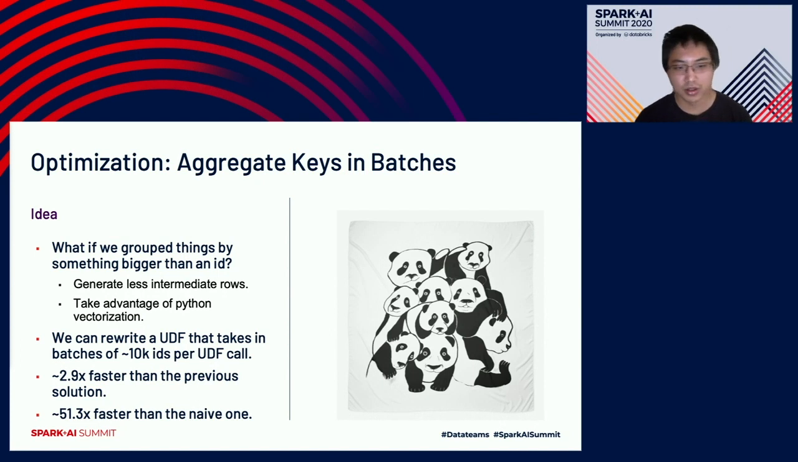And it turns out this is also a really powerful idea. In our case, it makes our solution about 3 times faster than the previous one. And for those of you keeping score, we're now at about 50 times faster than the naive solution.